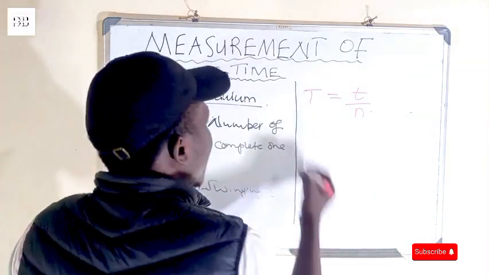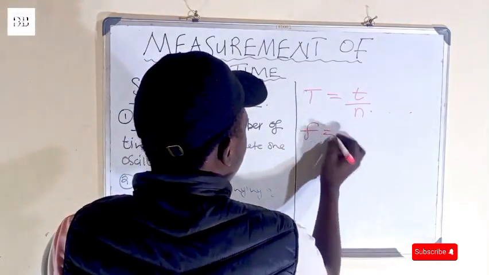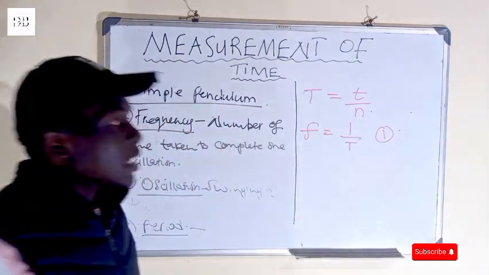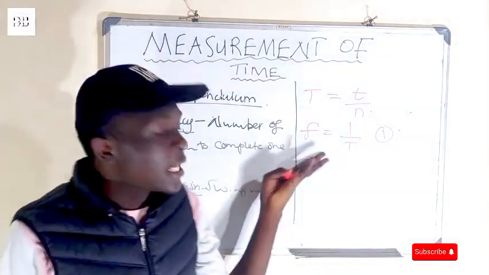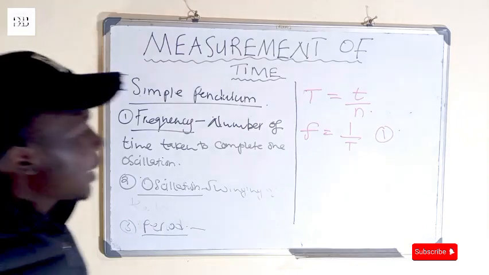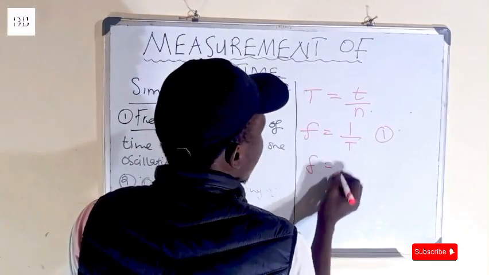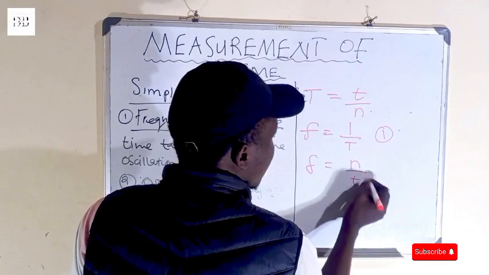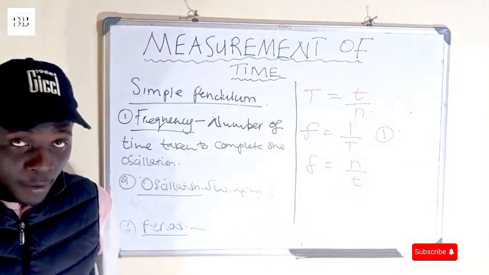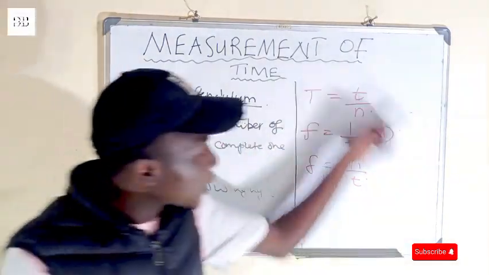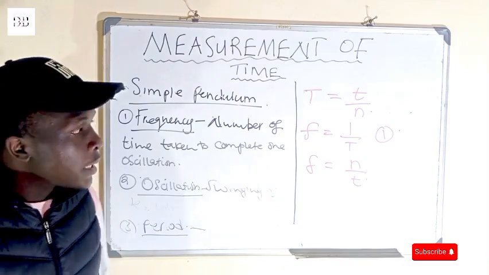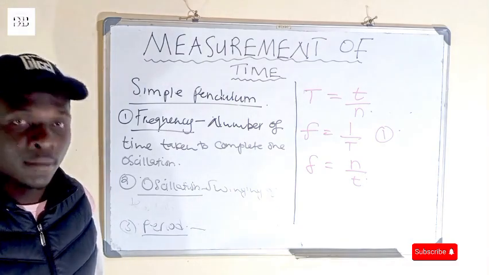Then we also have the formula for frequency. Frequency is equal to 1 over period. This is formula 1. That will help us significantly to find the what? The frequency. If you don't want to calculate frequency using this formula, you can say frequency is equal to number of oscillations over time. So we can see here that period is the opposite of what? Of frequency. Now, using these formulas, you can tackle any question related to simple pendulum. Now, let us go into the examples.